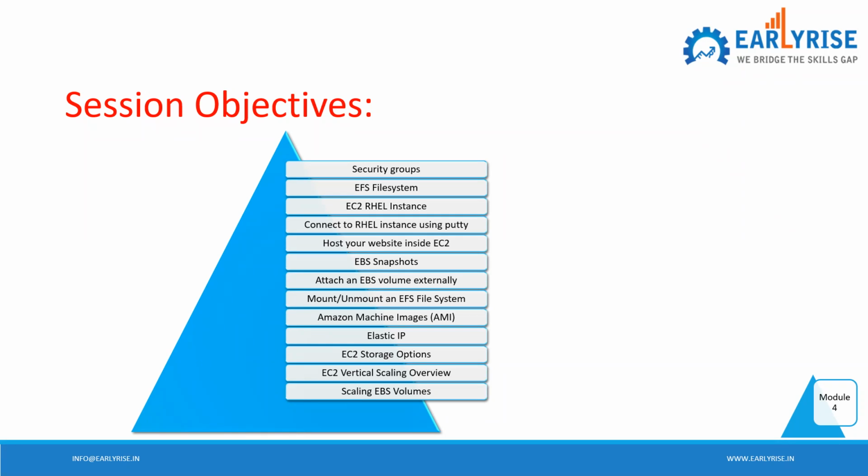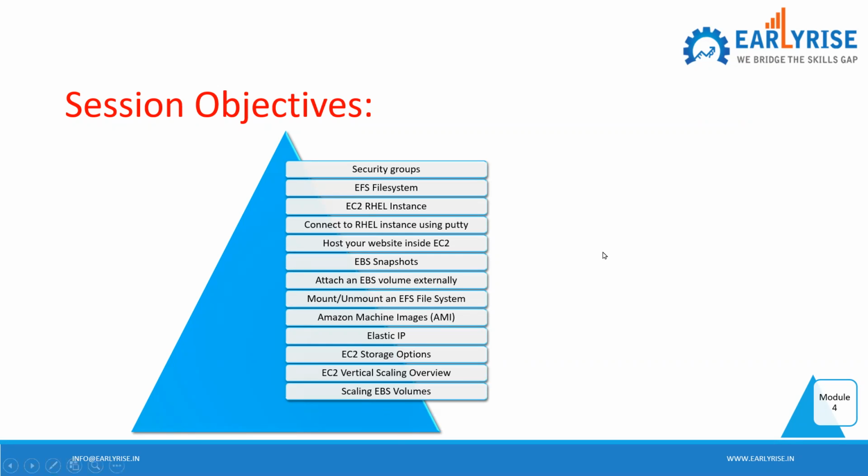So in our last session, we were discussing security groups, EFS file system, EC2 RHEL instance, connecting to the RHEL instance using PuTTY, hosting your website inside EC2, EBS snapshots, attaching an EBS volume externally, and mounting an EFS file system. All these things we have been looking at, and we were yet to look at AMI, Elastic IP, EC2 storage options, vertical scaling overview, and scaling EBS volumes. These concepts we'll be looking at in today's session.